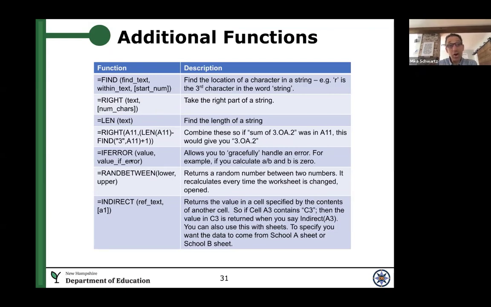There's something called if error. Sometimes, like if you're doing a division where you're dividing one cell by another and you're trying to divide by 0, it's going to give you an error. So you can actually do something that says if error and then put your function inside that. And that will allow you to put something graceful in as opposed to having it say that there's an error. Random numbers, you can do some random number stuff. Indirect is a very powerful function, so I encourage you to look at that as well.